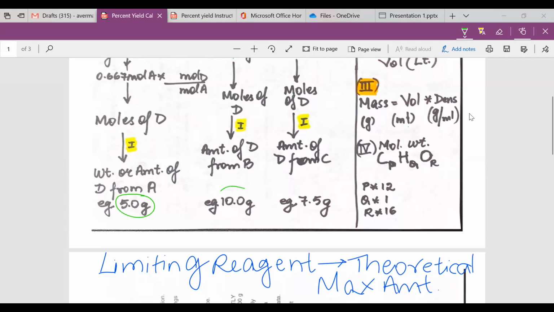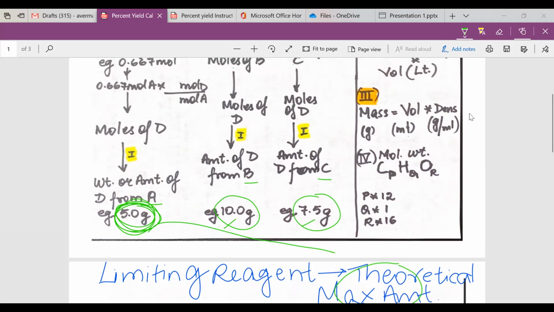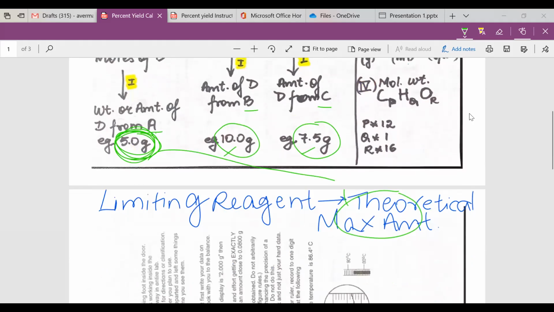Comparing all the 3 obtained amounts from all of the 3 different starting materials, we will now have to figure out which is the theoretical maximum amount that this reaction can possibly generate. So we see that out of all of these 3 numbers, this is the lowest number possible, and hence this is going to be our theoretical maximum amount.